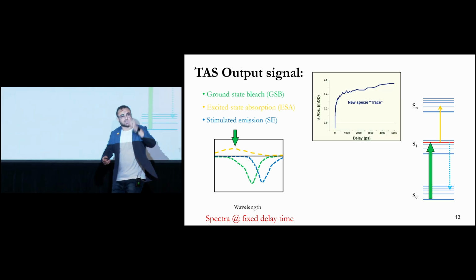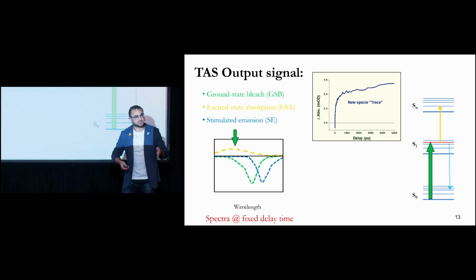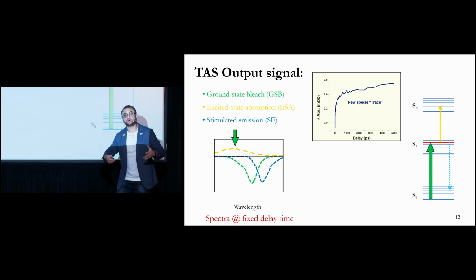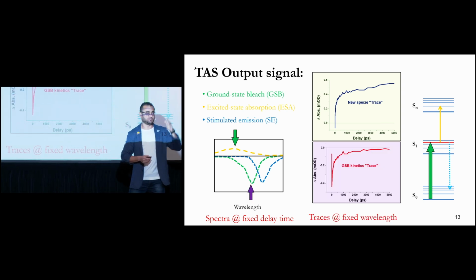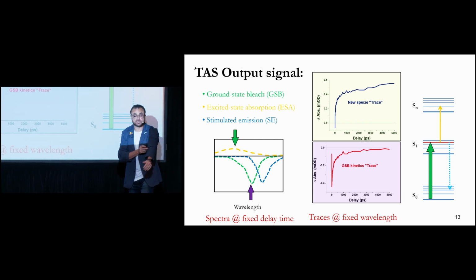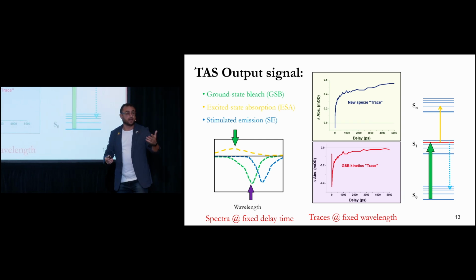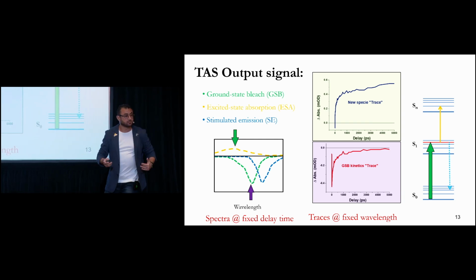Then if you take slices at certain wavelengths, and you want to see how this progresses with time, as a function of time, you get what we call the time traces. So you fix wavelengths, and you look at the species, and you see how they grow or bleach as a function of time.